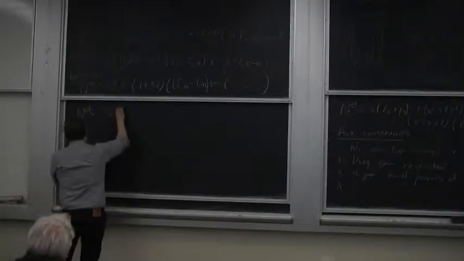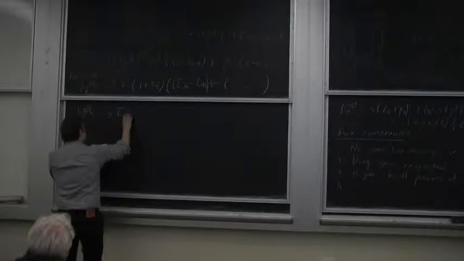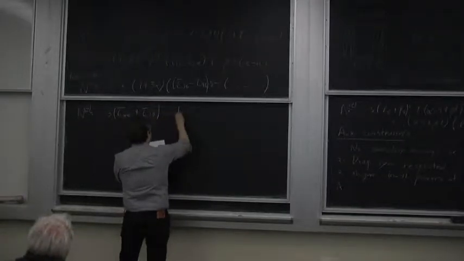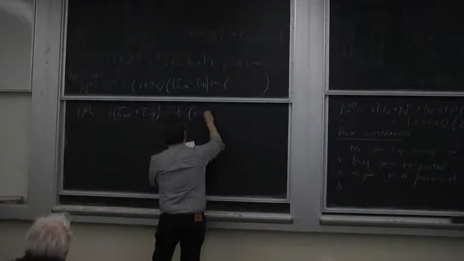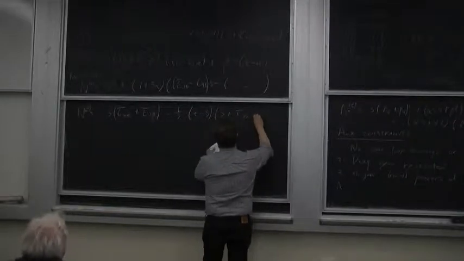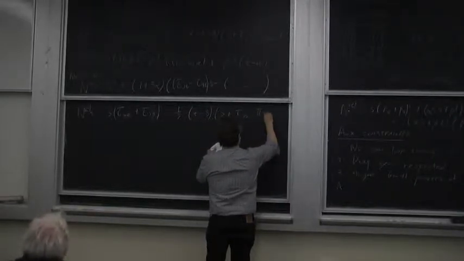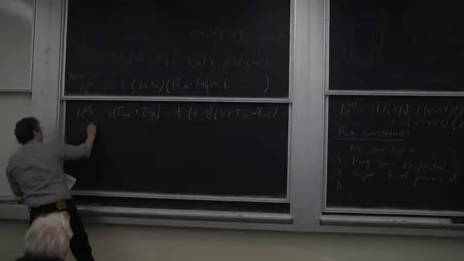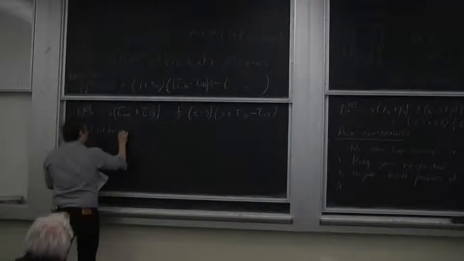And our final answer, just done this way, is that the numerator for diagram E, this is our master, is S tau 45 plus tau 15, minus 1/3 t minus s, s plus tau 15 minus tau 25. And then all others follow from the Jacobi.